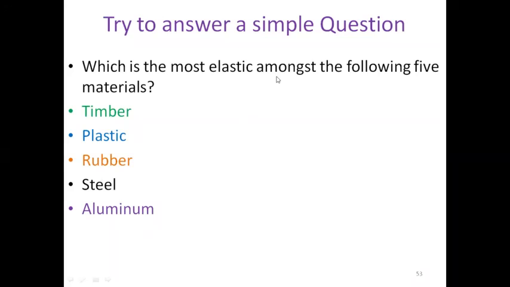Which is the most elastic material? Rubber. Okay, so most of you are saying rubber. Correct? So rubber is the correct answer. Rubber is a wrong answer.